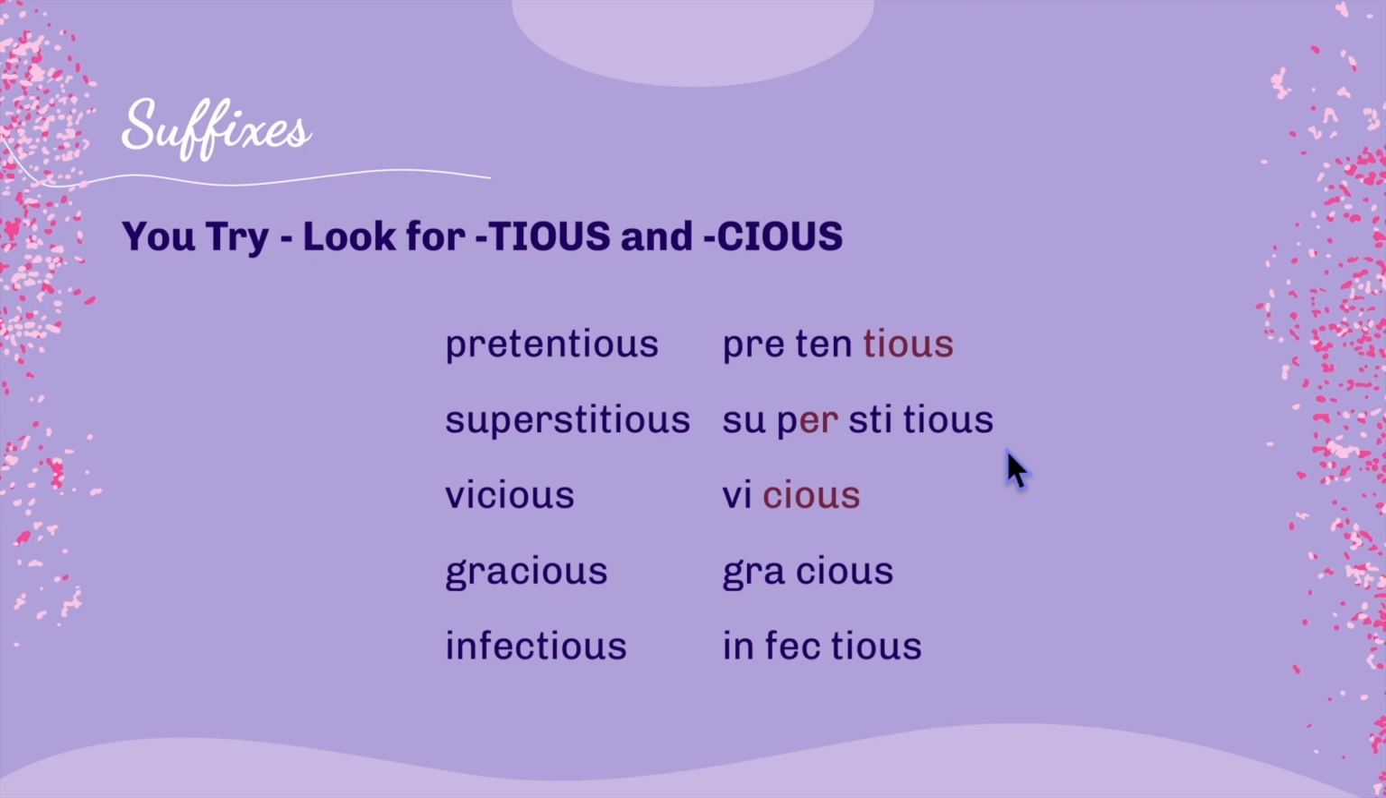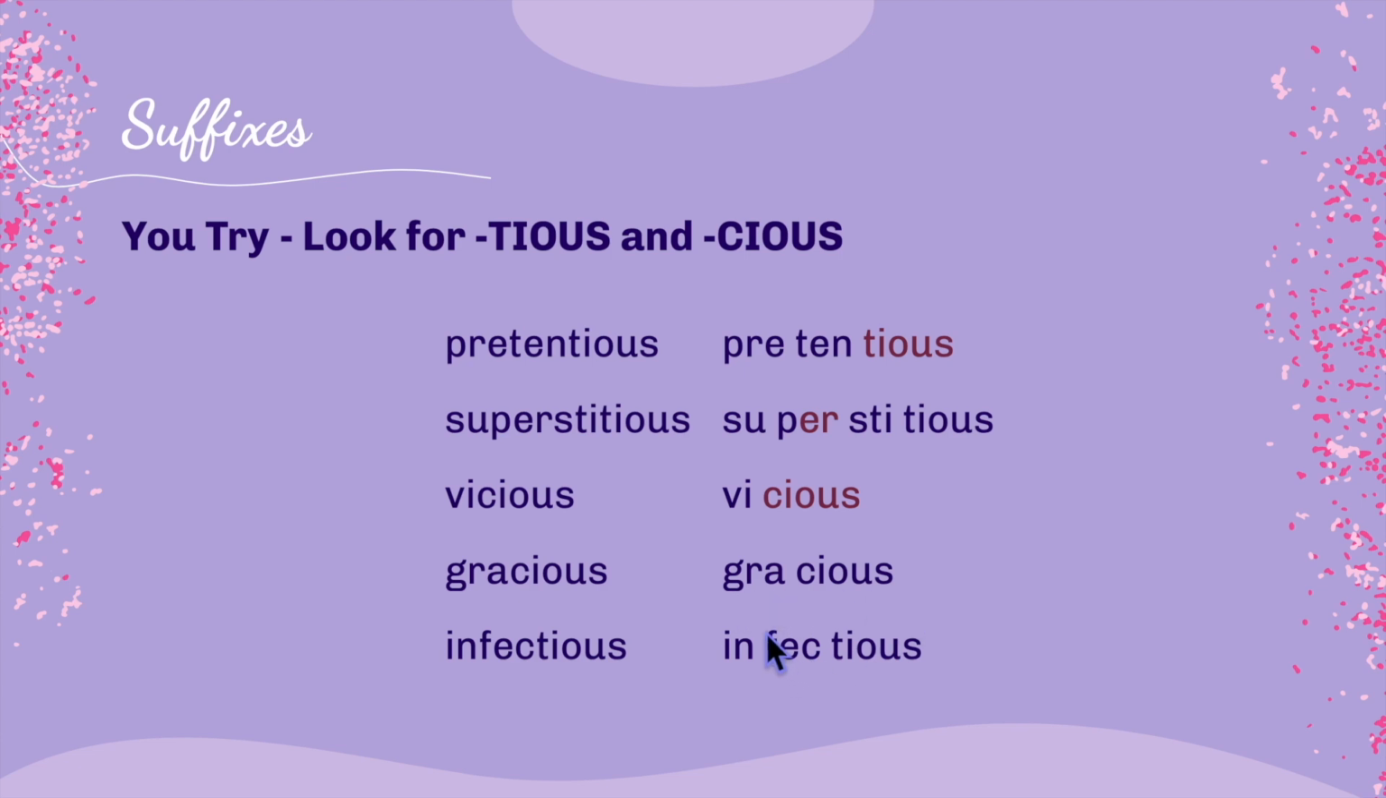Superstitious. That doesn't sound quite right. So let's switch this long I to a short I. Superstitious. Right here we want to divide after a vowel before a single consonant or before the suffix. This is an open syllable, so we try the long sound first. Vicious. I don't recognize that, so let's switch to the short sound. Vicious. In this word we want to divide before the suffix.